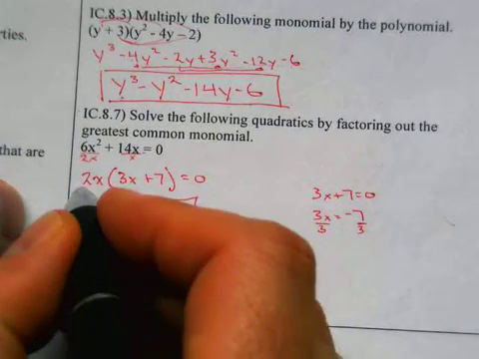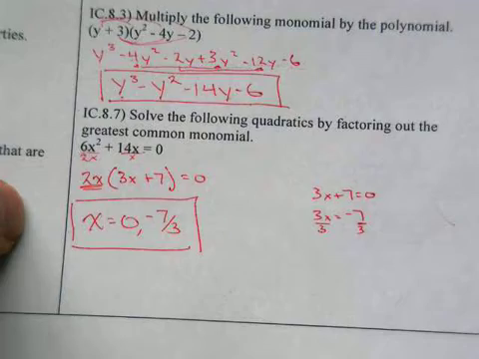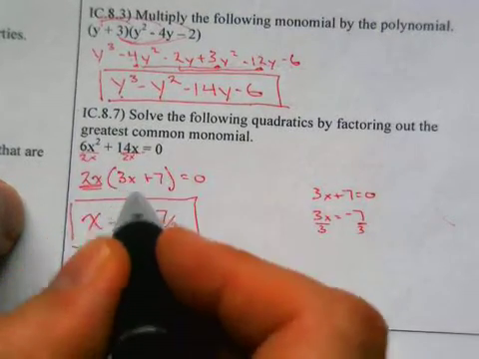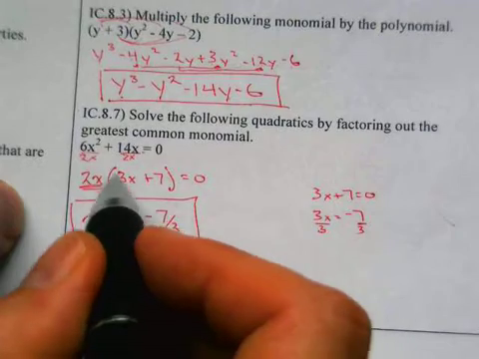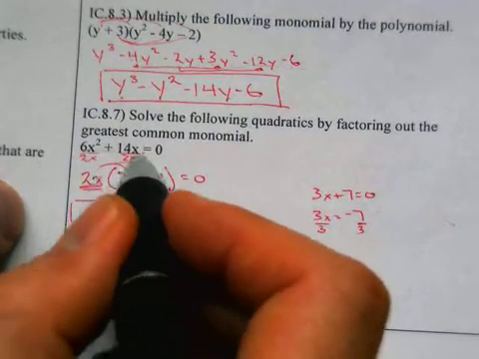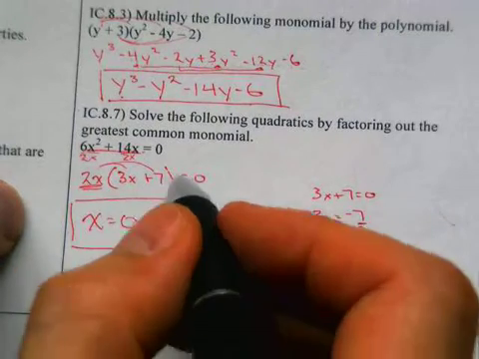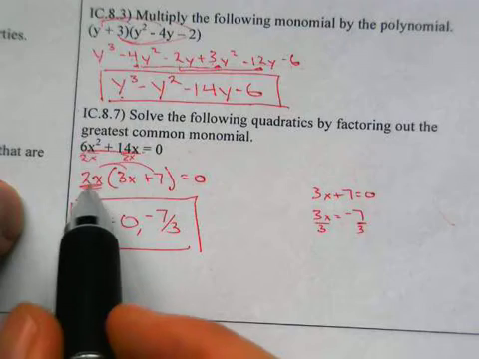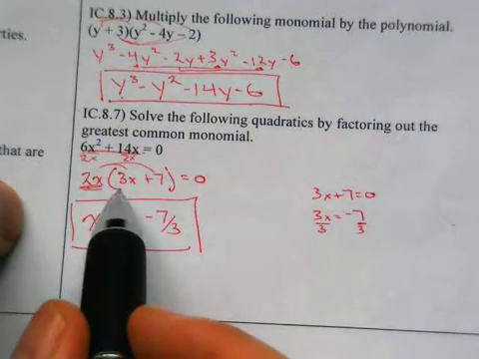So that's why I've got, this is the greatest common monomial, 2x, and I divide both of them by 2x, and what would happen is I get 3x plus 7. To check my work, I can just do the distributive property, and I should wind up with this again. Now, because this equals 0, I can use a zero product property. And, well, what values for x make this equal to 0?